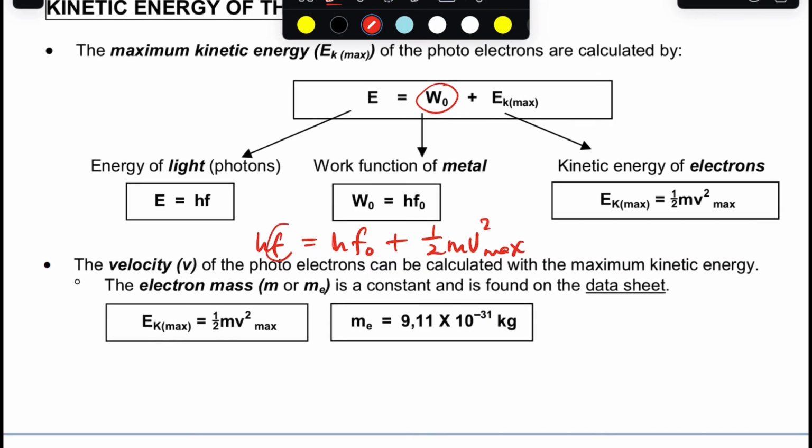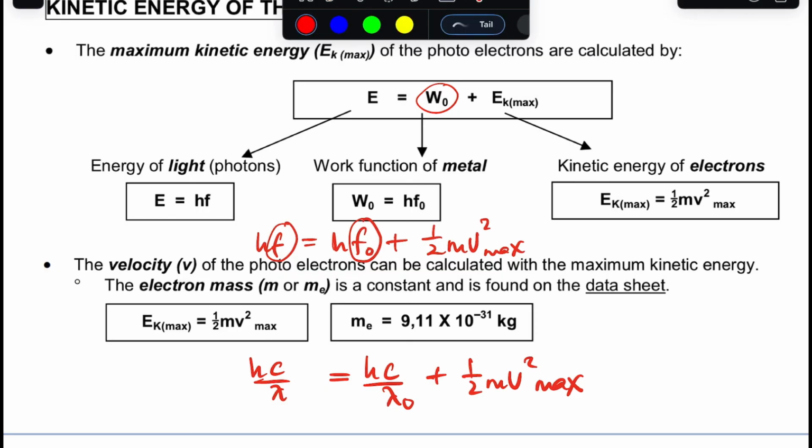You can even change the frequency by saying hc over lambda equals the work function, with the threshold frequency changed to c over threshold lambda, plus half mv squared max, depending on what you are looking for and what you are given. And very important, this mass is the mass of the electron, which is 9.11 times 10 to the power negative 31, given in the data sheet, right? It's the mass of the electron.